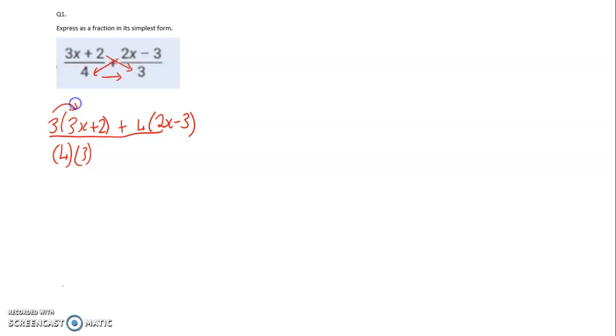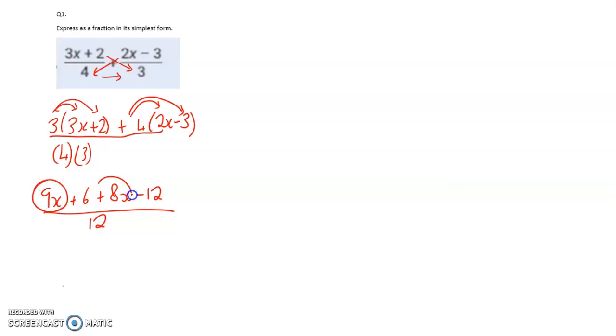Multiply out my bracket. 3 by 3x is 9x. 3 by 2 is 6. Plus 4 by 2x is 8x. 4 by minus 3 is minus 12. All over 4 by 3 is 12. So now I'm just going to add together my like terms. 9x plus 8x is 17x. 6 minus 12 is negative 6 all over 12.